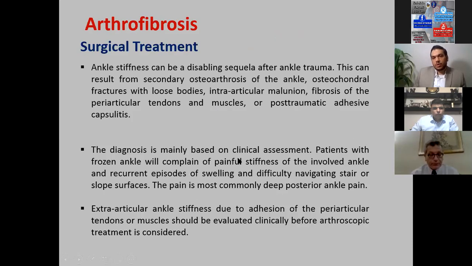Diagnosis depends mainly on the clinical assessment. Patients with frozen ankle will complain of painful stiffness of the involved ankle, recurrent episodes of swelling, and difficulty in navigating stairs or sloped surfaces. Pain is mainly deep posterior pain. It's very important, before performing arthroscopic arthrolysis for such cases, to exclude the extra-articular contribution to the stiffness.